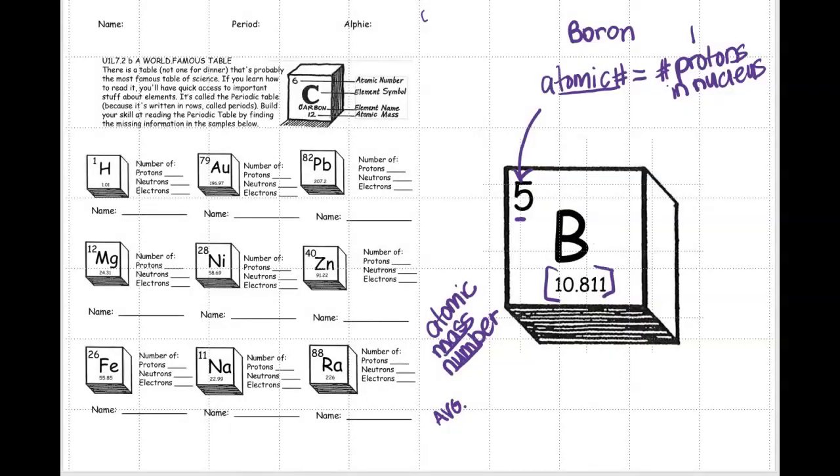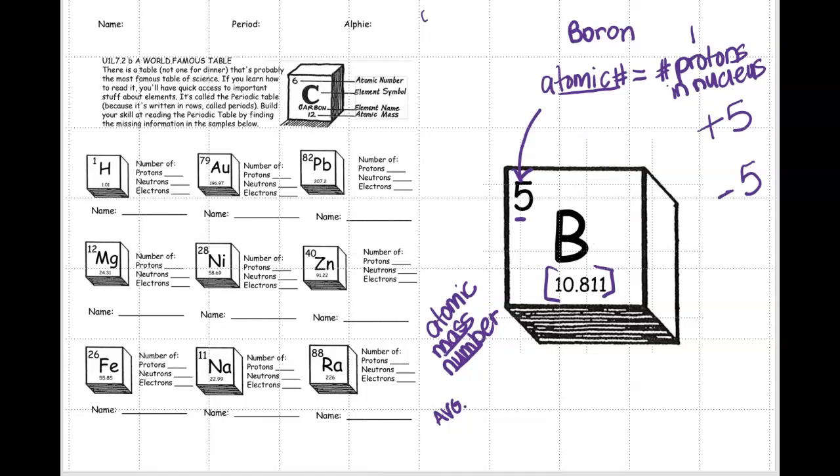Okay, we're back. And so the average of all the forms of boron that occur in nature. So that's why it's not an even number. So we know that the number of positives in the nucleus equals the number of negatives outside of the nucleus. So if we have 5 protons, we know that we're going to have 5 electrons. So that's the pretty easy part.